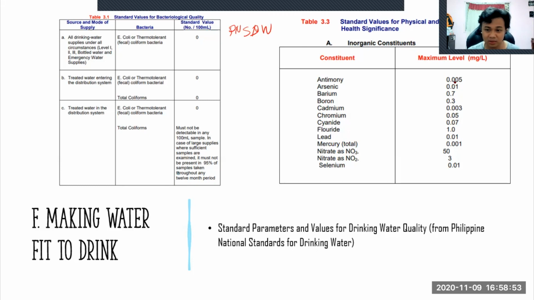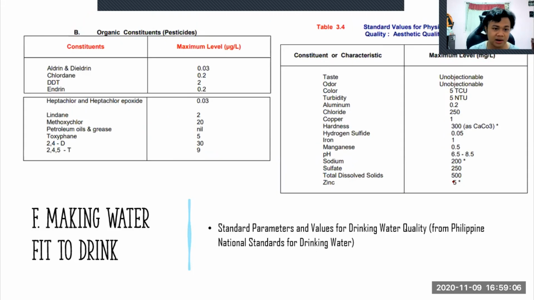So you have the heavy metals here: antimony, arsenic, barium, boron. These are heavy metals, right? And then selenium. And then next are our pesticides. These are being regulated, and their concentration levels are being monitored in drinking water. So the maximum level must be 0.03 for aldrin and dieldrin. These are insecticides, by the way, especially DDT.